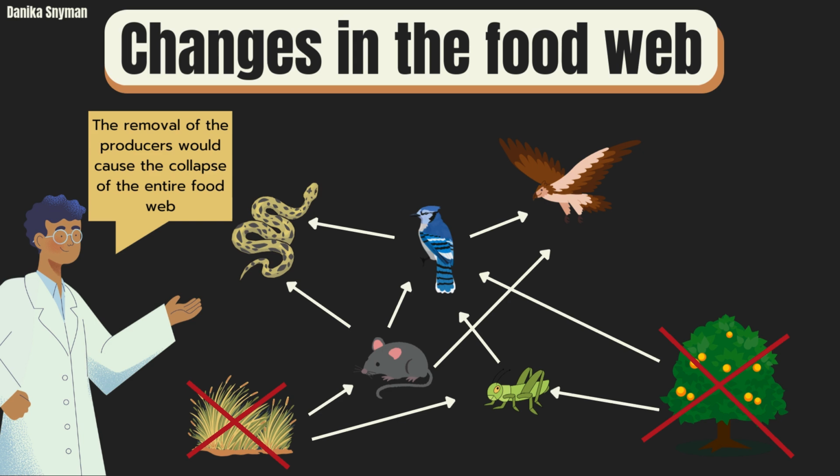Without producers, the whole food web would collapse. No food, no energy, and no animals left. Producers are small but very, very important. What is a producer? It is plants. It's always plants. It can't be an animal. It's always plants or trees, anything that goes through photosynthesis, making their own food through the sun.